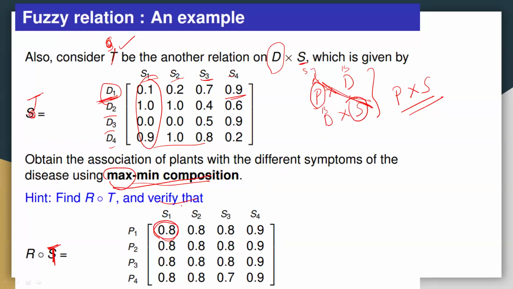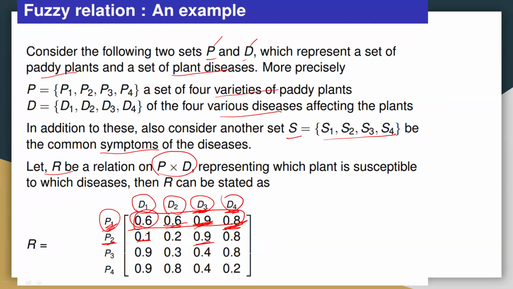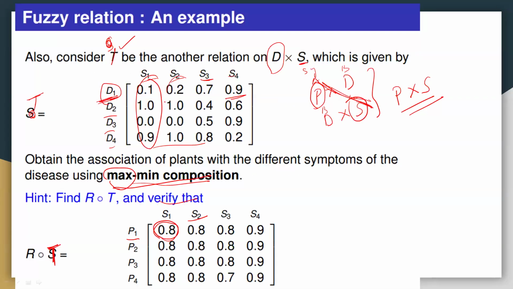Now, to find the second value, say P1 and S2, what do we have to do? We take the same row, these elements itself, and we take the second column. This is how we do it.